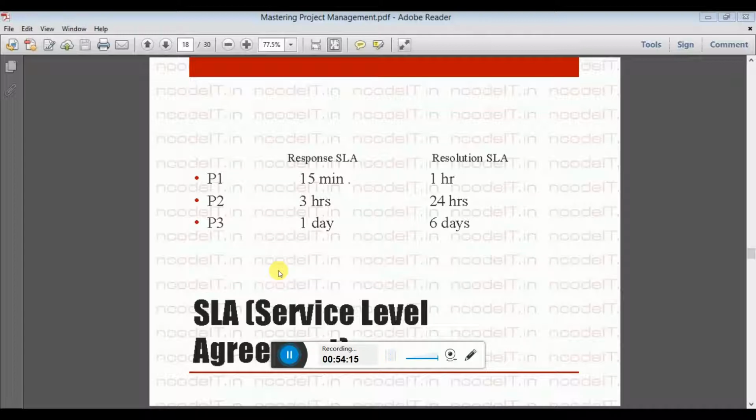Then we have SLAs, service level agreements, because each priority ticket has an SLA. It means within that time we have to respond, and second, resolve. So you will just mug up these timings: 15 minutes, 1 hour, 3 hours, 24 hours, 1 day, 6 days. These are not standard things; they change from team to team. It's okay to say random values, but mug it up.